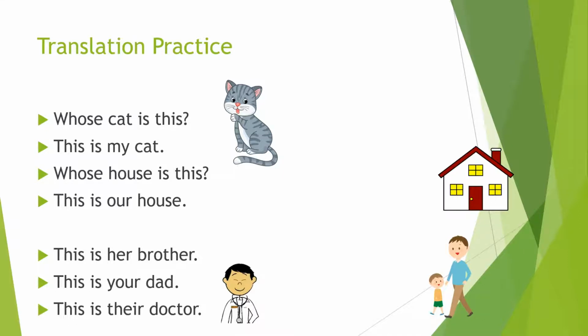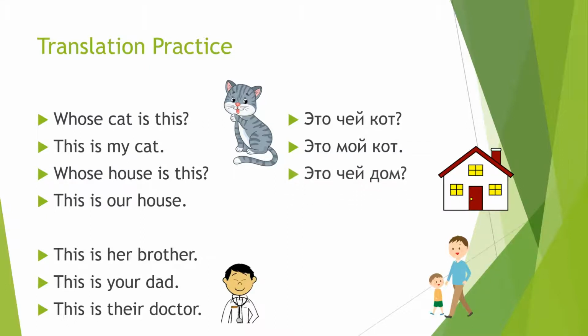Let's translate these sentences, and we're always going to be talking about male objects. So, whose cat is this? How would we say that in Russian? What do you think? If you said, это чей кот, give yourself a pat on the back. Это чей кот? And then the answer, это мой кот. This is my cat. Whose house is this? Это чей дом? This is our house. Это наш дом.